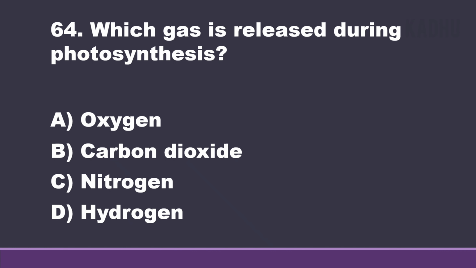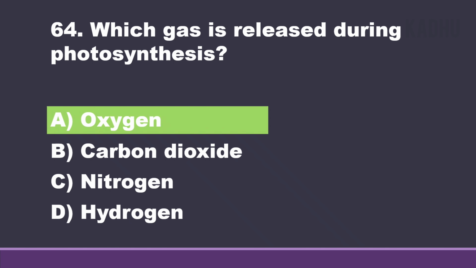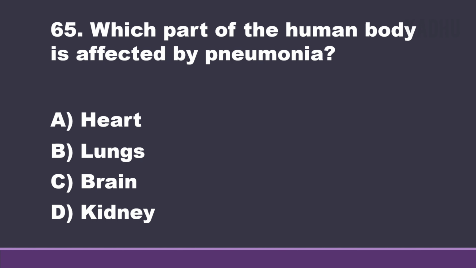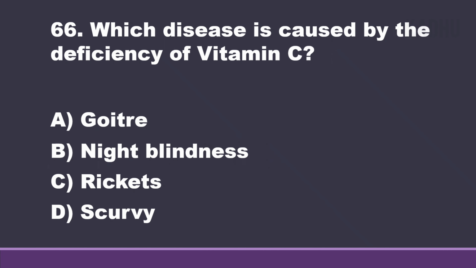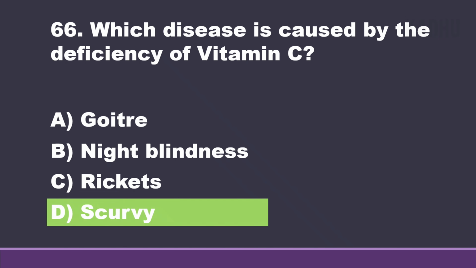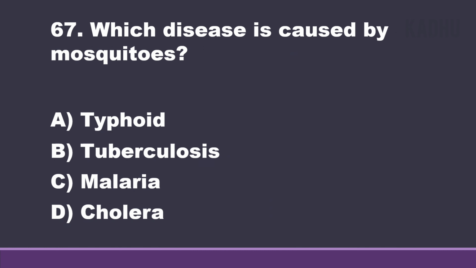Which gas is released during photosynthesis? Option A will be the correct answer. Oxygen gas is released. Next question. Which part of the human body is affected by pneumonia? Option B will be the correct answer. Lungs are affected by pneumonia. Which disease is caused by deficiency of vitamin C? Option D will be the correct answer. Scurvy. Next question. Which disease is caused by mosquitoes?